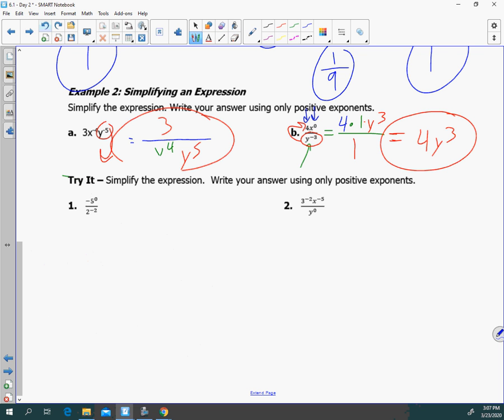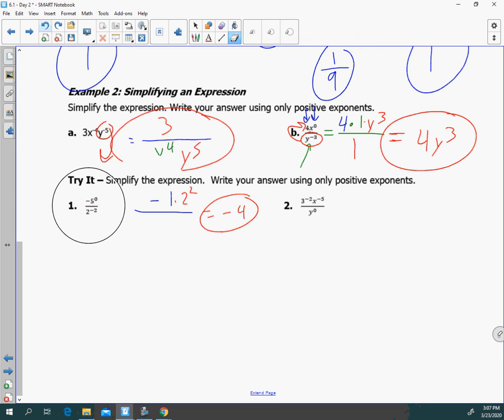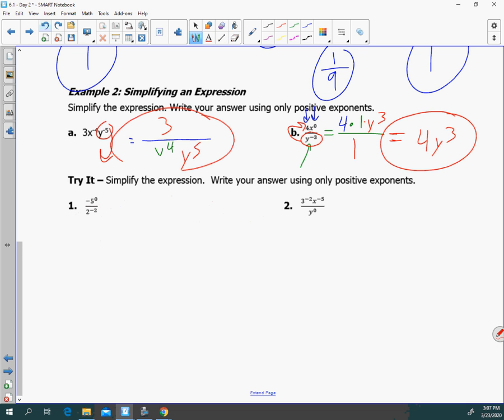So if I have this top one, this is going to be negative 1. And on the bottom, I don't really like that 2 to the negative 2, so I'm going to bring it up top and make it 2 to the squared, which is 4, right? So we get the final answer of negative 4. Okay? So bring up what you need to, or bring down what you need to, whatever you got.